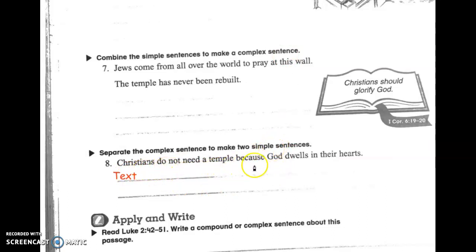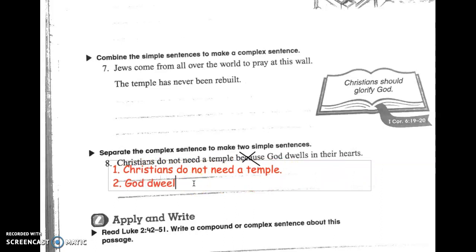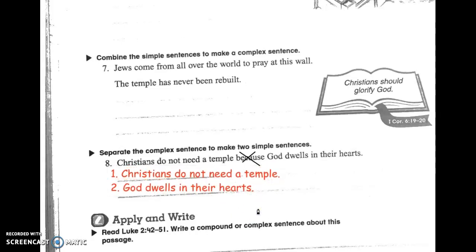Christians do not need a temple because God dwells in their hearts. Boys and girls, what is the subordinating conjunction here? Because, very good. So we can take that out because a simple sentence will not have a subordinating conjunction. So ta-da, we already have two sentences here. We just have to write it down. The first one would be Christians do not need a temple, period. What is our second simple sentence? God dwells in their hearts. Sorry. Fantastic. Does this make sense?